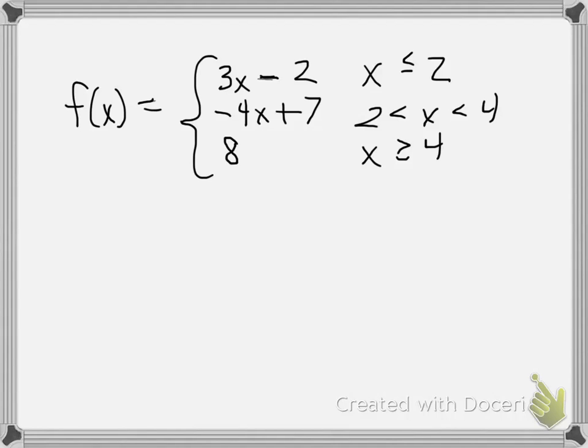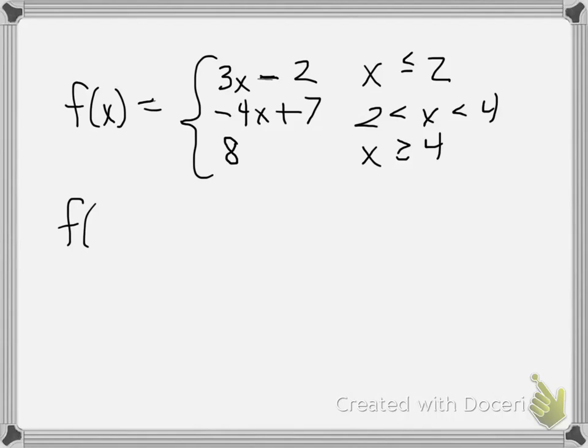F of x equals negative 4x plus 7 if or when x is between 2 and 4. So again, if I have any x value that is between 2 and 4, I'm going to use the function negative 4x plus 7. And then lastly, f of x equals 8 if or when x is greater than or equal to 4. So for all x values greater than or equal to 4, I'm going to have the constant function 8, or y equals 8.